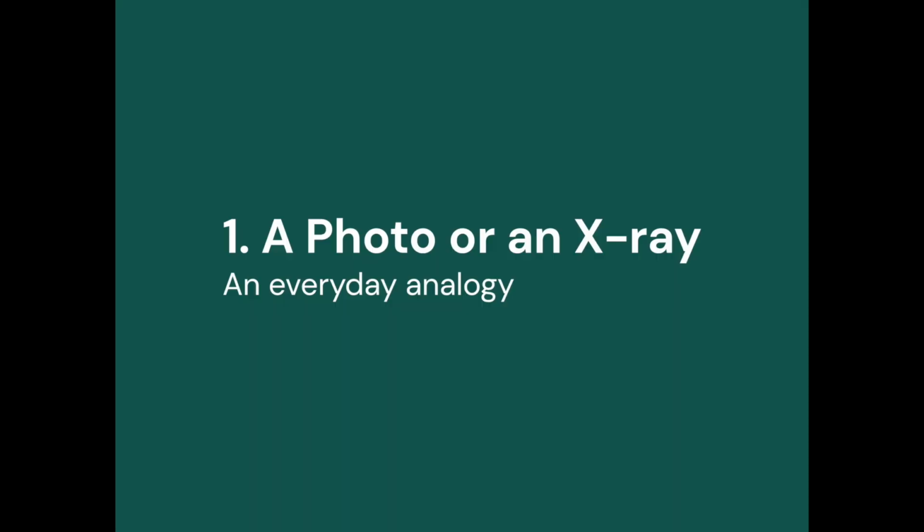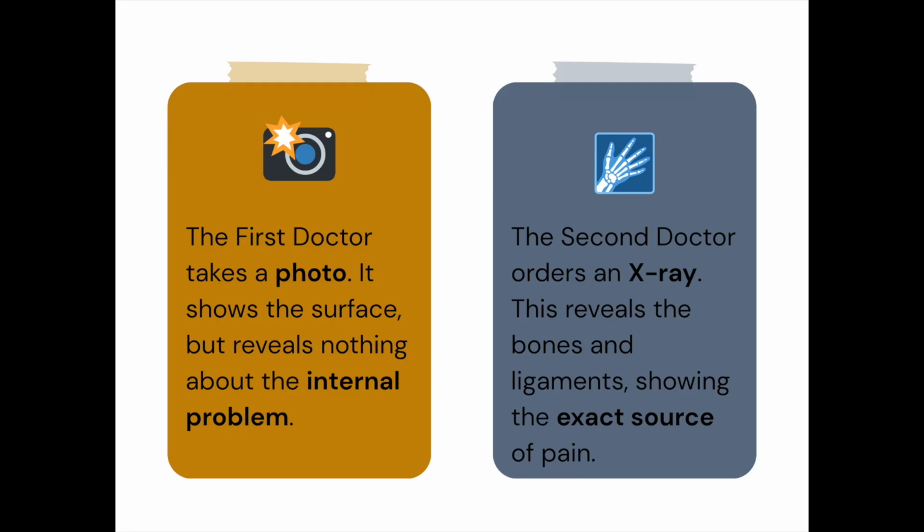Okay, so a photo or an X-ray. To make this super clear, let's use a simple analogy. Imagine someone with some pretty bad knee pain goes to two different doctors. The way they approach the problem tells you everything you need to know about the two ways to view a network. So the first doctor takes a great-looking photo. It confirms, yep, you have a knee. Great. But it tells you absolutely nothing about why it hurts.